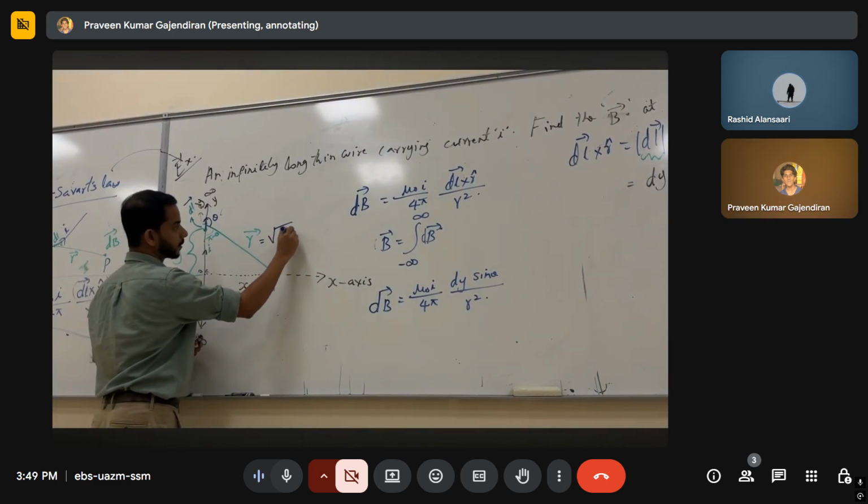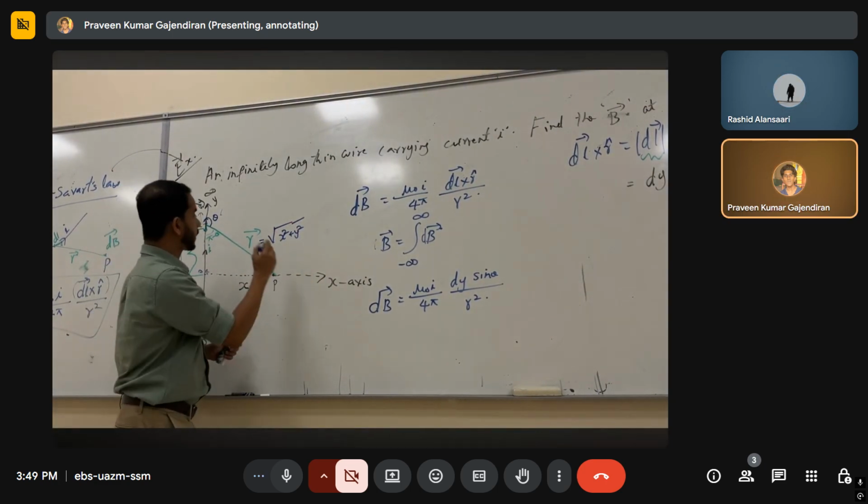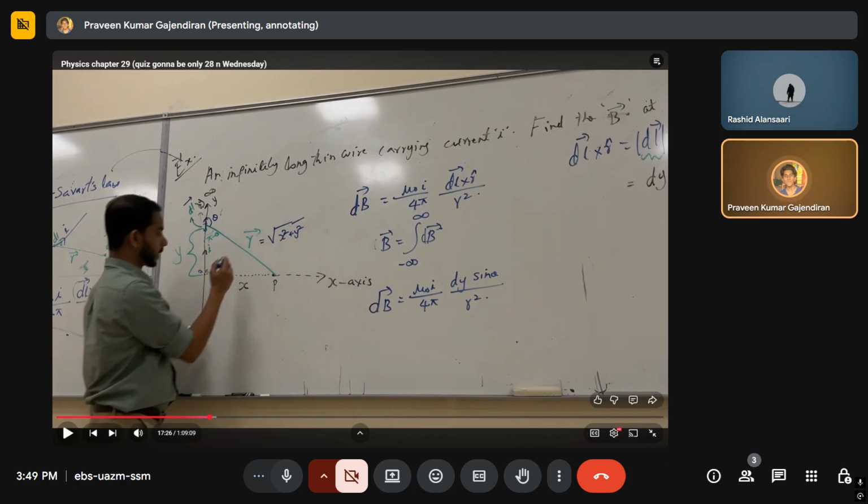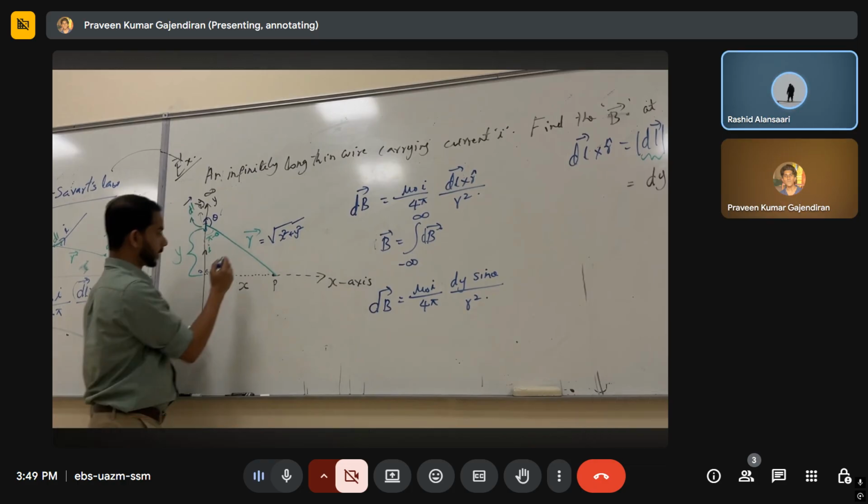R is the square root of x squared plus y squared, and what is sine theta? I have a simplified version of this. I'll send you the photo, a PDF version, the simplified version.